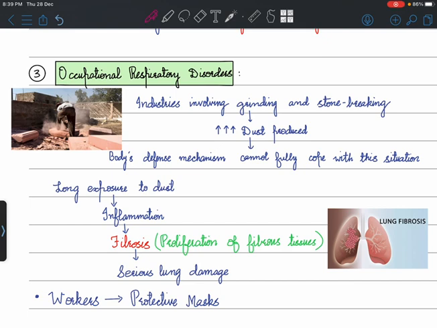And it can lead to serious lung damage. As a protective measure, workers are advised to wear protective masks.